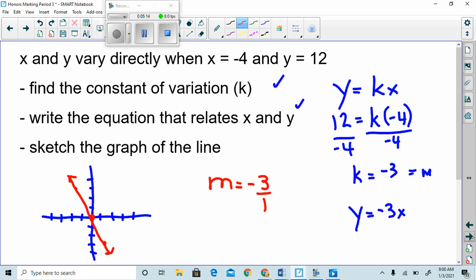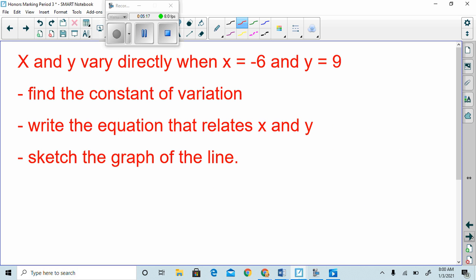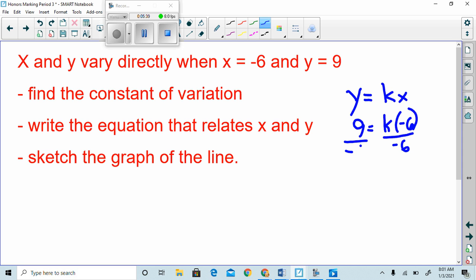Let's try one more problem here. x and y vary directly when x is equal to -6 and y is equal to 9. Let's go through the same process. We start with our model, y is equal to kx. We replace in what we know. We divide to get the value of k. k is equal to, and we always simplify, -3/2, which again is also my slope.